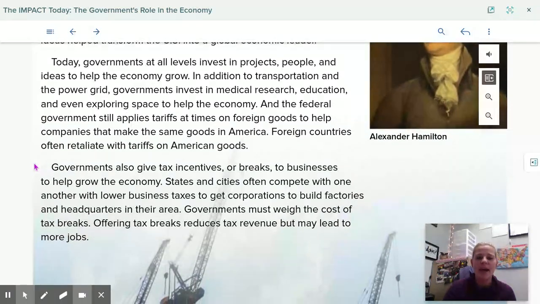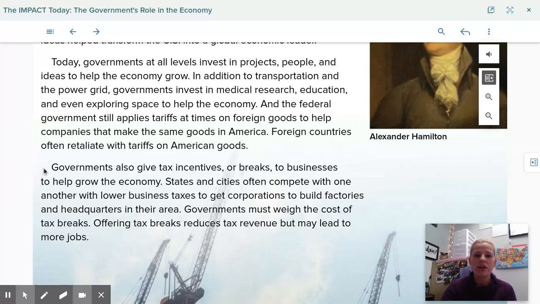Today's governments at all levels invest in projects, people, and ideas to help the economy grow. In addition to transportation and the power grid, governments invest in medical research, education, and even exploring space to help the economy. And the federal government still applies tariffs at times on foreign goods to help companies that make the same goods in America. Foreign countries often retaliate with tariffs on American goods. So tariffs are like taxes.